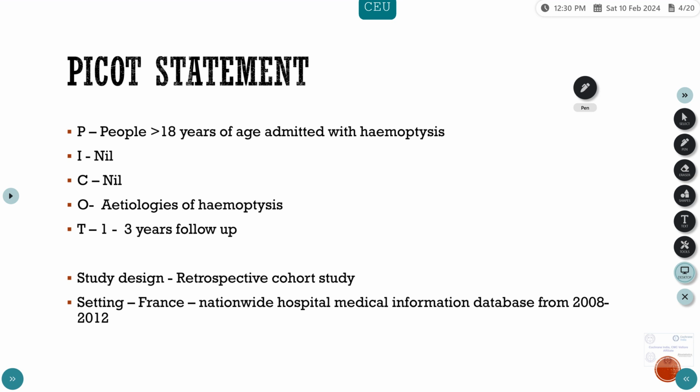The study design was a retrospective cohort study, and the setting was France. A nationwide hospital medical information database was used to do this retrospective cohort study, and it was done from 2008 to 2012.